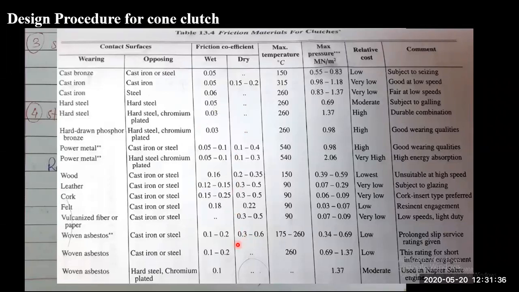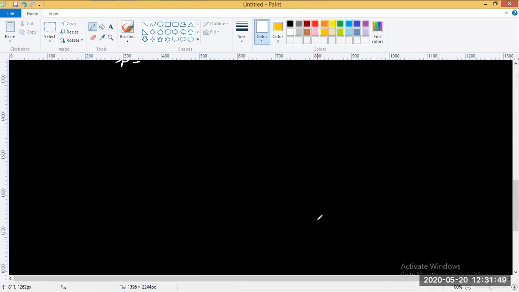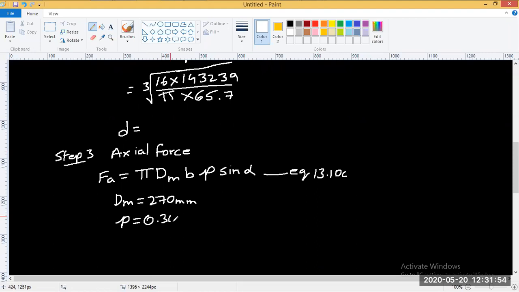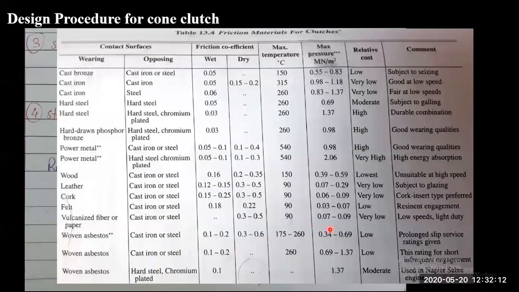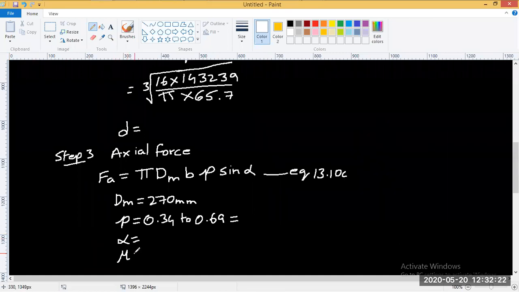So coefficient of friction 0.32 to 0.6, and pressure 0.34 to 0.69. So we'll just take an average of this and then substitute. Alpha is the angle, that half cone angle which we referred. In the meantime, we'll note down this value of mu also, 0.3 to 0.6. Again, we'll take an average of that.